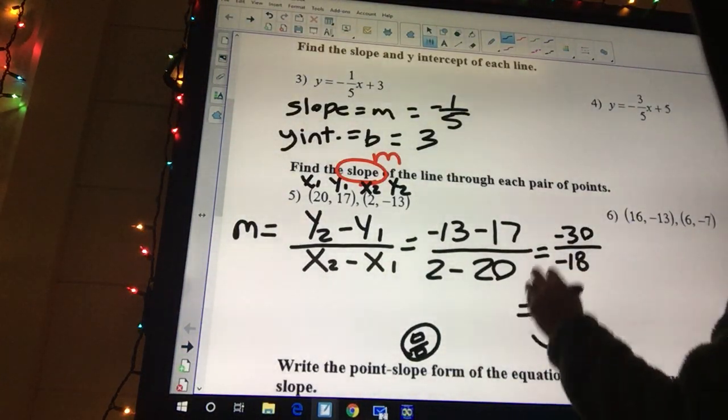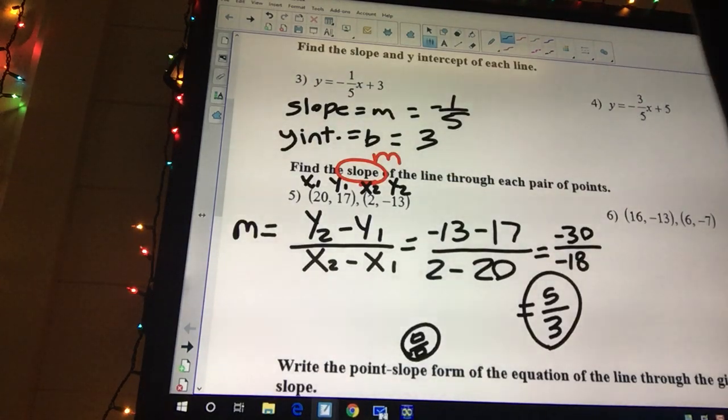So if you did this on the Desmos calculator, it's going to get rid of those negatives for you and give it to you in simplest form.